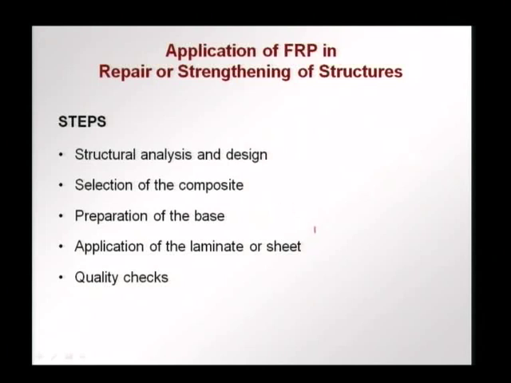Finally, it is the application of the laminate or sheet. Here workmanship is very important. Unless the laminate or sheet is properly applied, we will not be able to transfer stresses, we will not be able to do the repair or strengthening as desired. Finally, there should be a quality check to check whether the bond has been achieved, whether there is a continuous adherence of the FRP on the concrete surface. So these are the different steps needed for getting proper strengthening of structures with FRP.